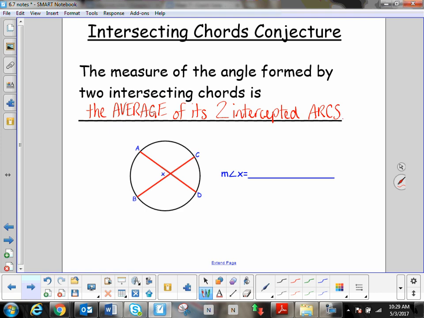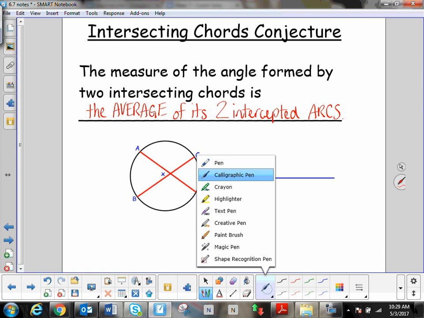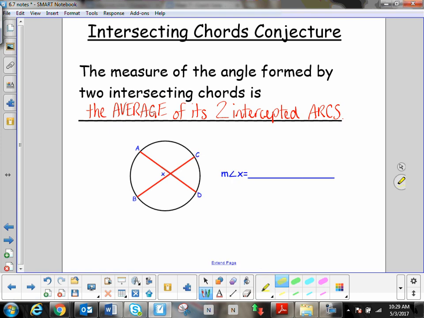So the measure of an angle formed by two intersecting chords is the average of its two intercepted arcs. So you've got angle X right there, right? Well, this angle right here is intercepting this arc and this arc.